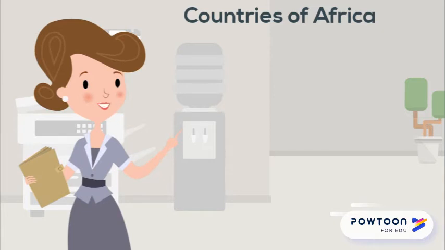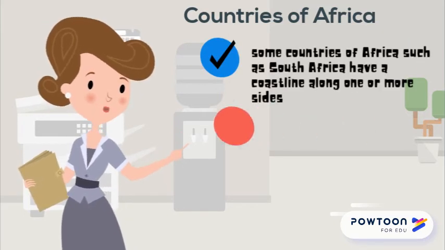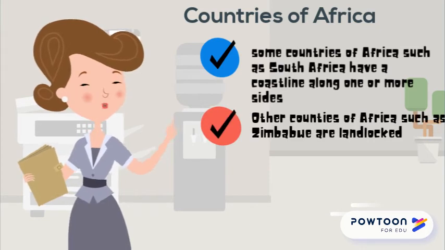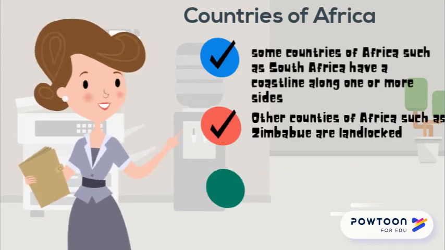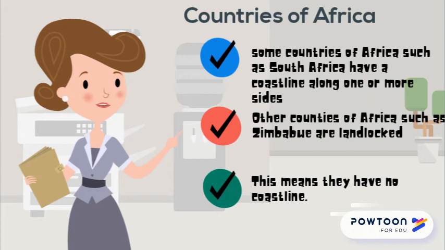Countries of Africa. Some countries of Africa, such as South Africa, have a coastline along one or more sides. Other countries of Africa, such as Zimbabwe, are landlocked. This means they have no coastlines.